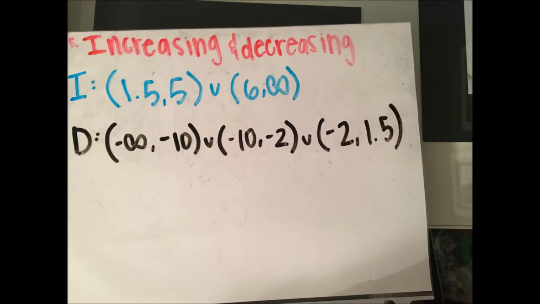And then for decreasing, it's from negative infinity to negative 10, because negative 10 is the hole, and so it's neither increasing nor decreasing. And then from negative 10 to negative 2, because negative 2 is the asymptote. And then from negative 2 to 1.5, which is again, the 1.5 is the minimum of the first graph.